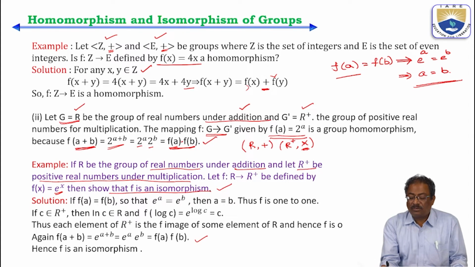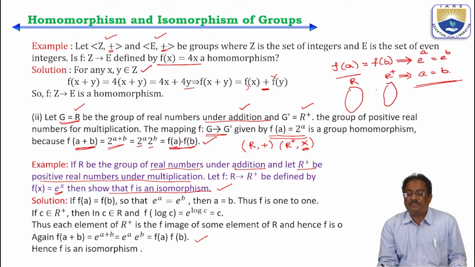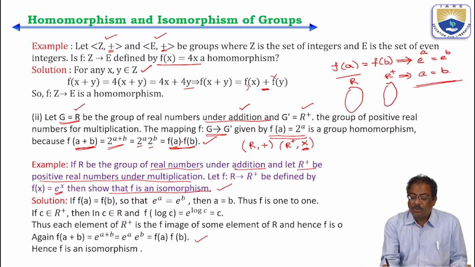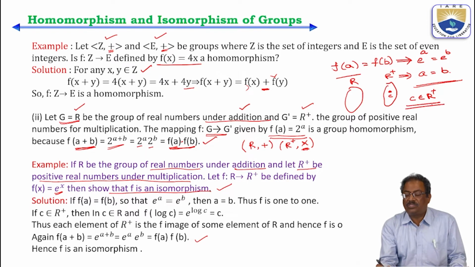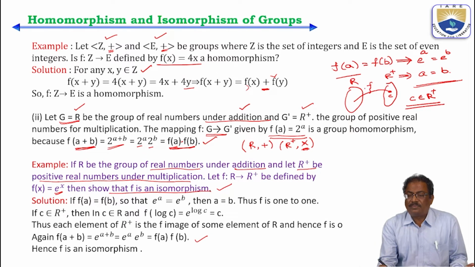Next, we have to prove ontoness. Here the domain is R and the codomain is R plus. It is not possible to verify each and every value. So for that reason, we take one element in R plus, and if it has a pre-image, then we can say that it is onto. So we are going to find out what that pre-image is.